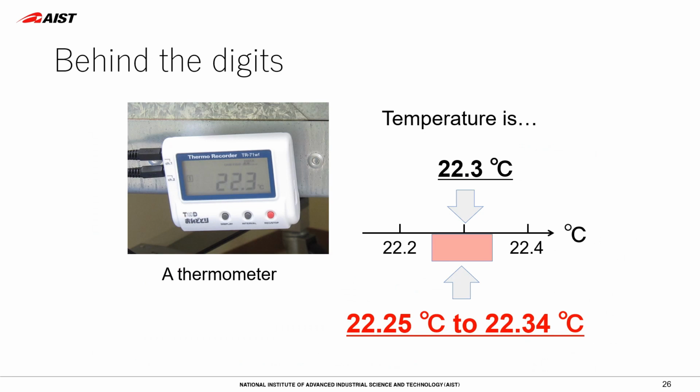This is another example of uncertainty that is sometimes omitted. A thermometer shows a room temperature of 22.3 degrees Celsius. This doesn't mean that the room temperature is exactly 22.3 degrees. Behind the digit, it is implied that the temperature is somewhere from 22.25 to 22.34 degrees Celsius. You will never know the second decimal place with this thermometer. This is an example of uncertainty caused by the lack of information.